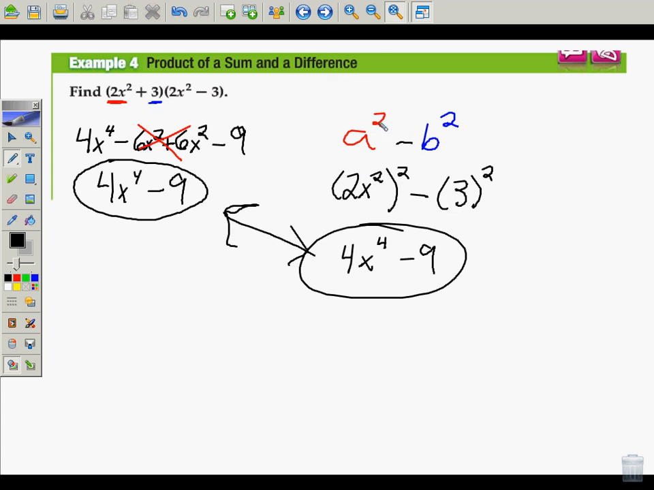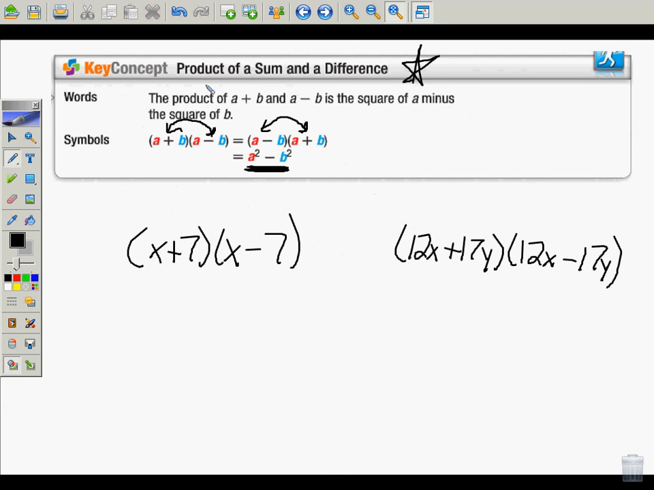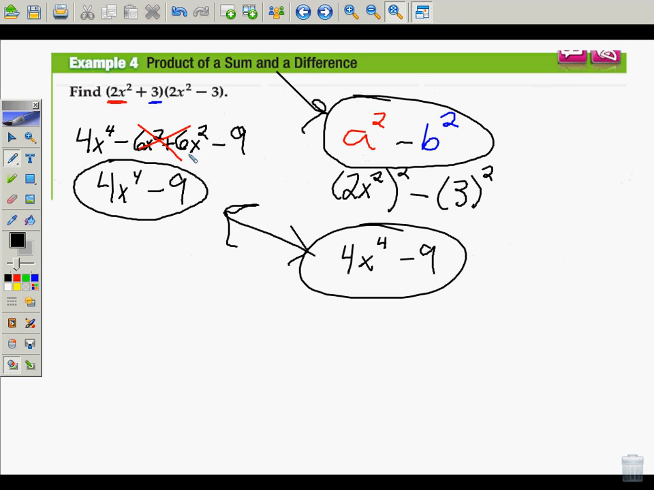Okay, so if you remember nothing else from this lesson on these special products, this is the one you want to know. When you have the product of a sum and a difference, you just do a squared minus b squared. This is the one you want to know. All the other ones are nice, not necessarily necessary. But again, this one is not necessary. You could get the same answer if you just FOILed it. However, it does make your life a little bit easier if you remember this shortcut.